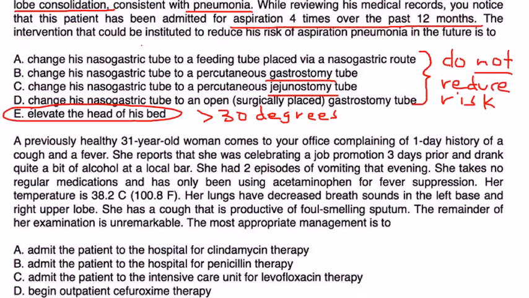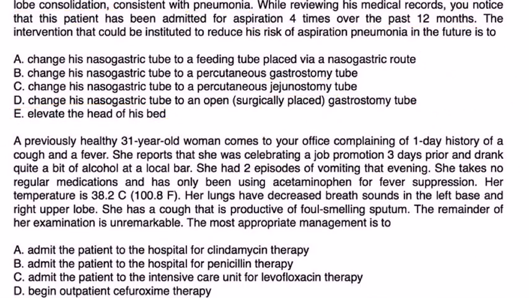And finally, a previously healthy 31-year-old woman comes to your office complaining of a one-day history of cough and fever. She reports that she was celebrating a job promotion 3 days ago and drank a bit of alcohol at a local bar. She had two episodes of vomiting that evening. She takes no regular meds and has only been using acetaminophen for fever suppression. Temperature is 100.8, lungs have decreased breath sounds in the left base and right upper lobe. She has a cough that is productive of foul-smelling sputum. The remainder of her exam is unremarkable.